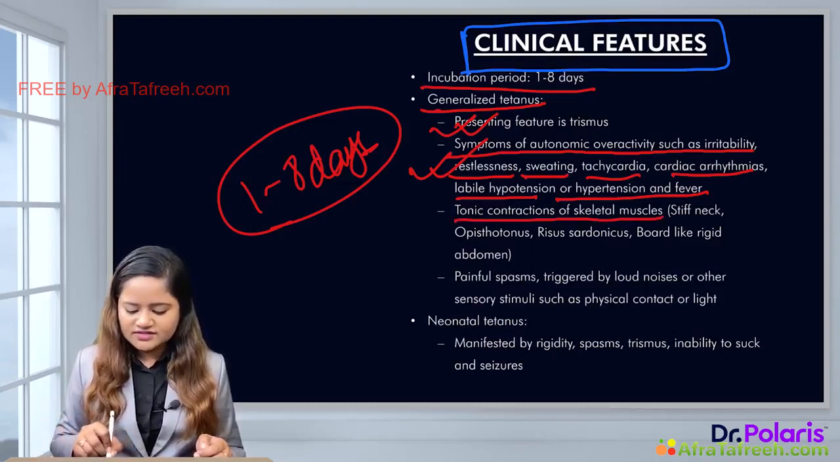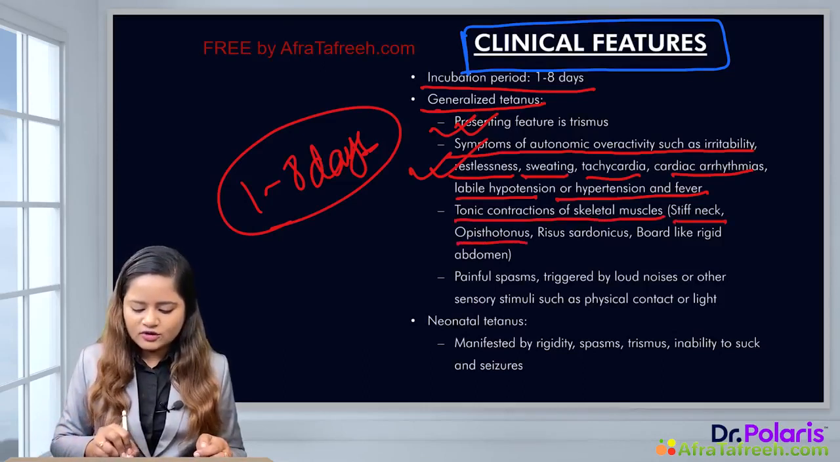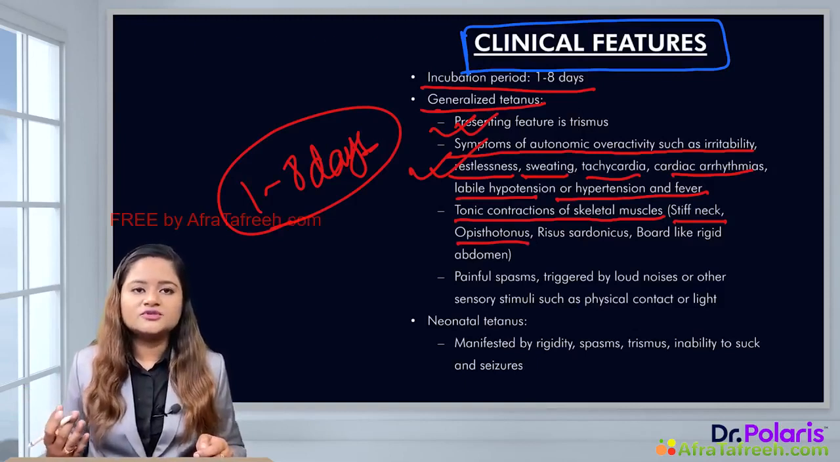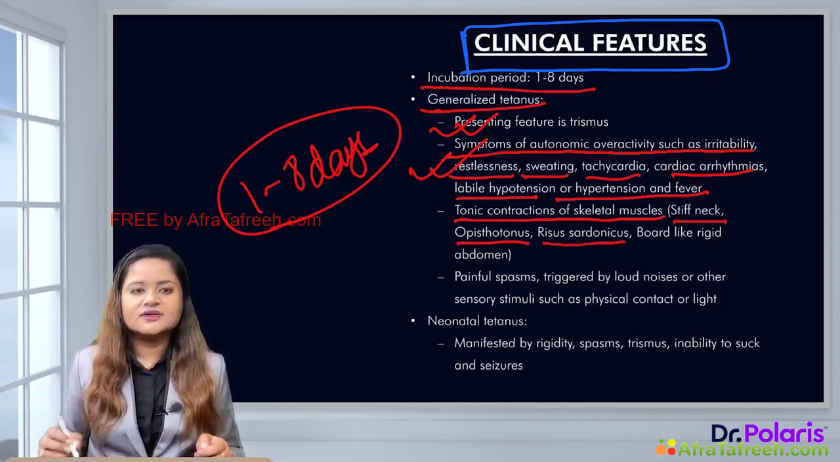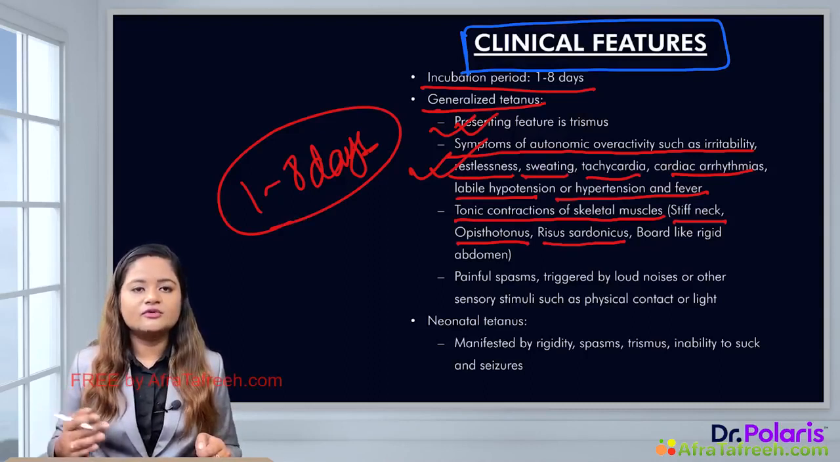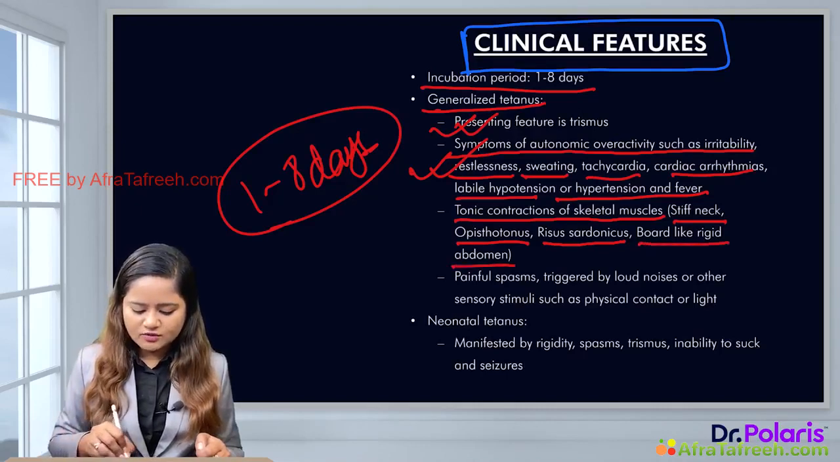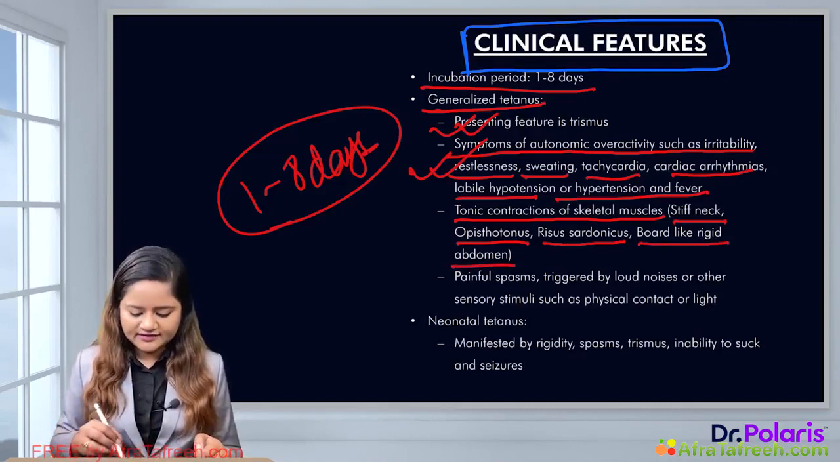Tonic contraction of the skeletal muscles can result in stiffness of the neck. There could be abnormal posturing of the entire body, so that it can attain a position of opisthotonus. There could be risus sardonicus. So complete contractions of the body can happen starting right from the face. It can involve the entire trunk, the arch of the back and also the abdominal parts. So they can have a board-like rigid abdomen as well. So tonic contraction of the entire muscle system of the body can develop.